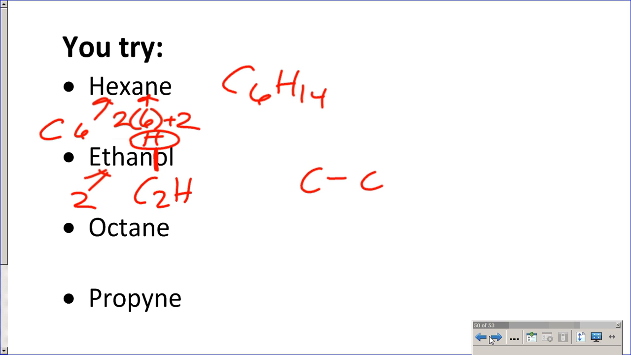C2H6, because you would do 2N plus 2 for alkanes, right? So what happens is these 6 H's are going to surround the carbons so that every carbon has 4 bonds. Every carbon's got 4 bonds, right? 1, 2, 3, 4, happy, because that means it's got octets. Each of those bonds represent 2 electrons.